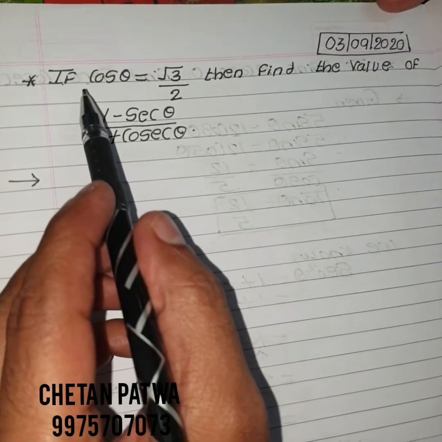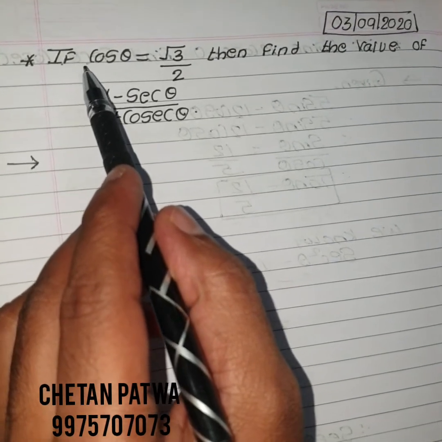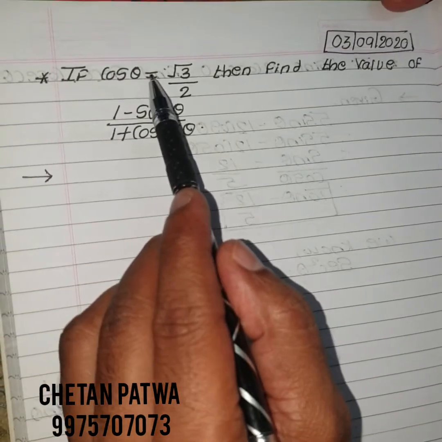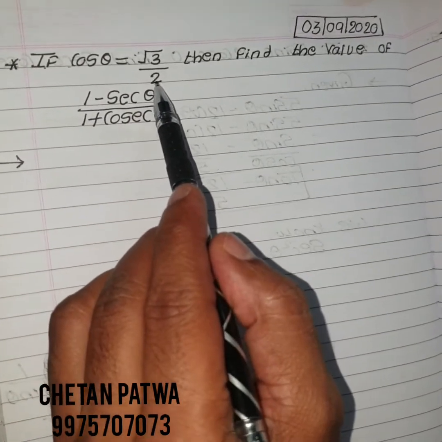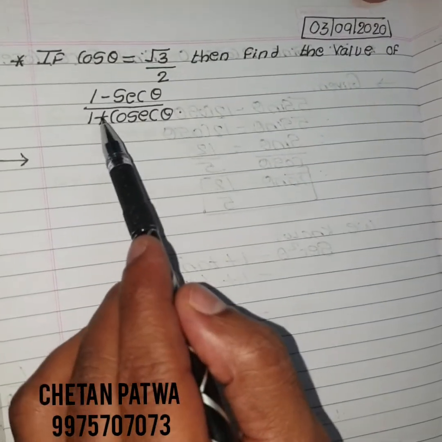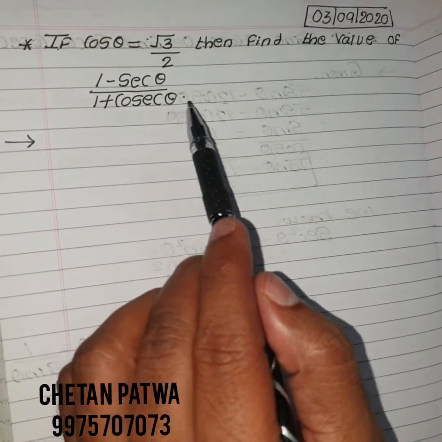Now today we are going to see one different type of sum. In this sum it is given to us if cos theta is equal to √3 upon 2, then find the value of (1 minus sec theta) upon (1 plus cosec theta). Now this sum can be solved by two methods.